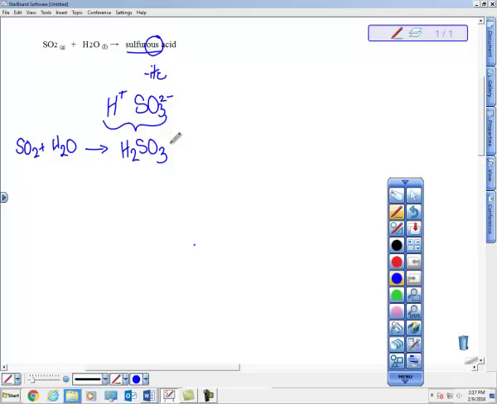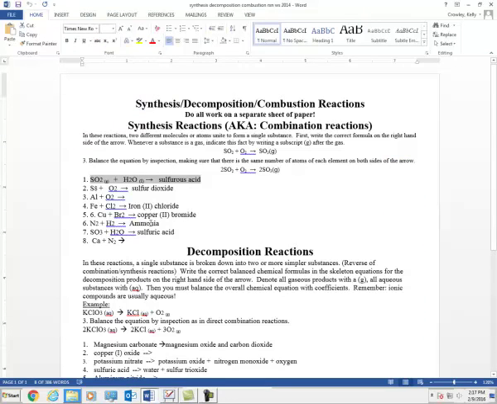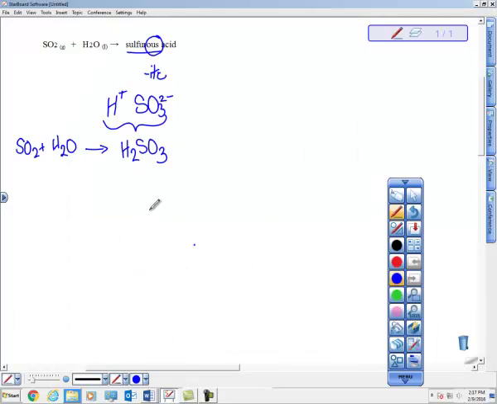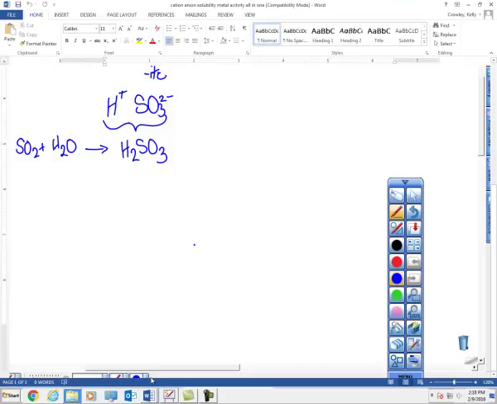Alright, the last thing that you have to do is just kind of check for any gases. That's kind of the point. If you look at the instructions on this one, it says, in this reaction, two different molecules or atoms unite to form one. First, write the correct formula on the right-hand side of the arrow. When the substance is a gas, indicate this by writing a G, and then balance the equation. So really all I want you guys to worry about in the top half are any gases that you might have. And on the cation and anion sheet, I just want to show you.